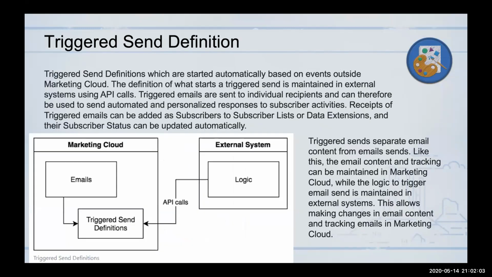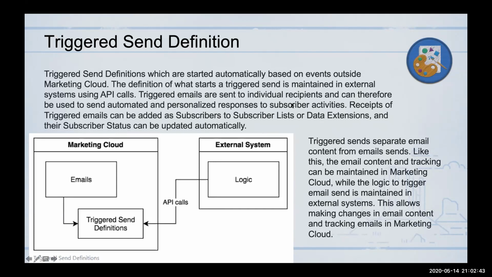So, a triggered send definition. A triggered send definition is based off of events outside of Marketing Cloud. Here you have triggered emails that are sent to individual recipients and therefore can be used to send automated and personalized responses to subscriber activities. So pretend here that you're on a website and you ask to receive more information; that would be a triggered send definition.